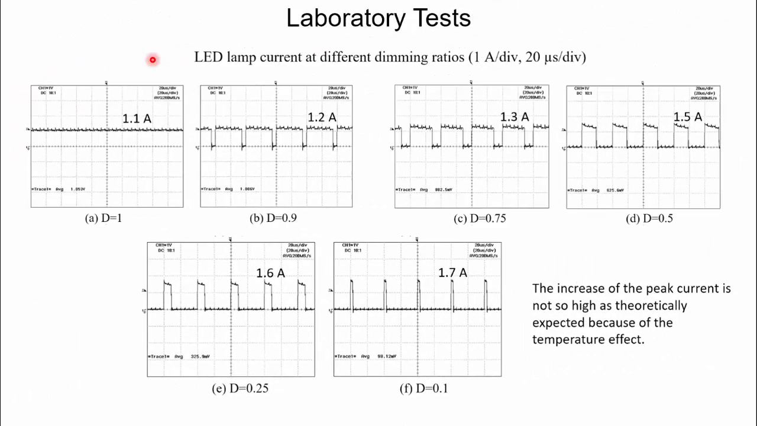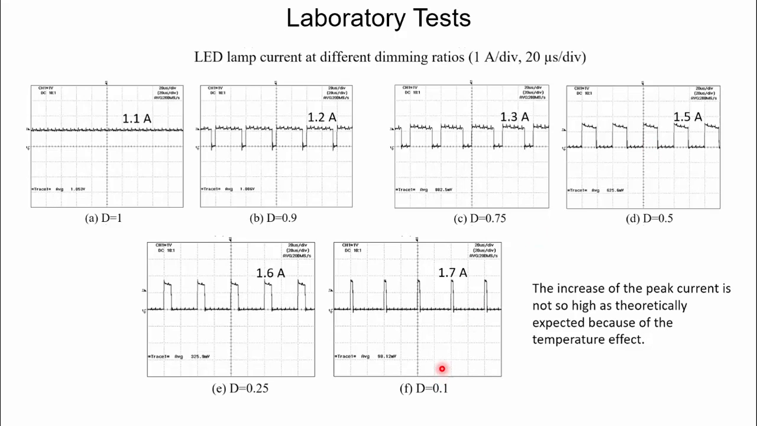And here we have the experimental results corresponding to the LED lamp current at different dimming ratios. So here is for continuous operation. And then when we reduce the dimming duty cycle, we have these different waveforms in which we can see that the turn on and turn off times are extremely low. So the dimming operation is very good.